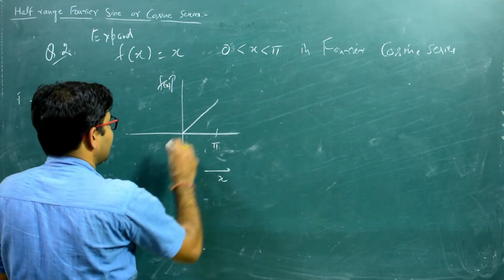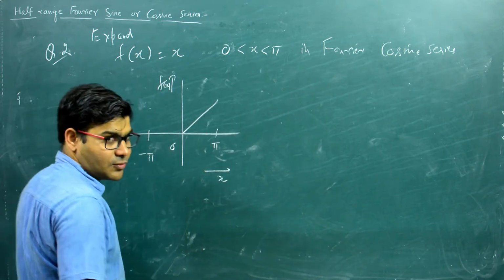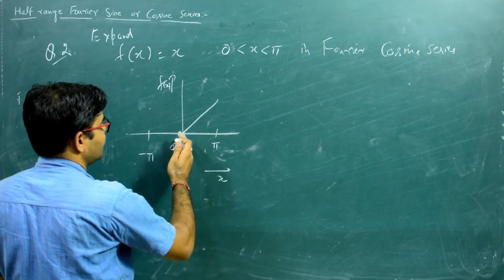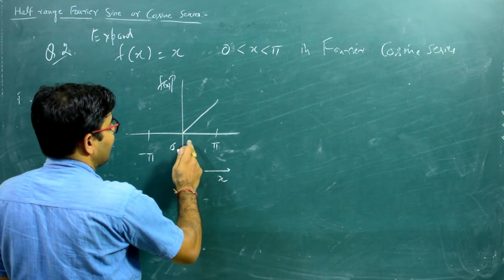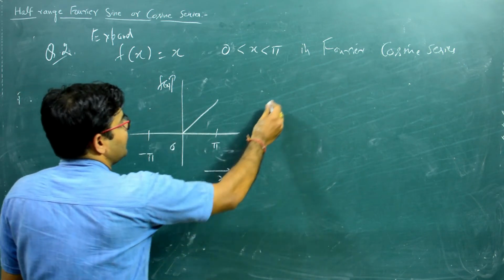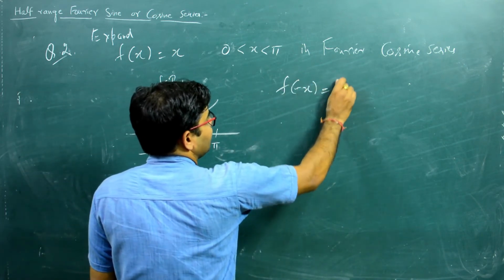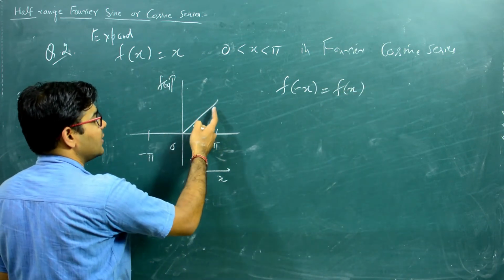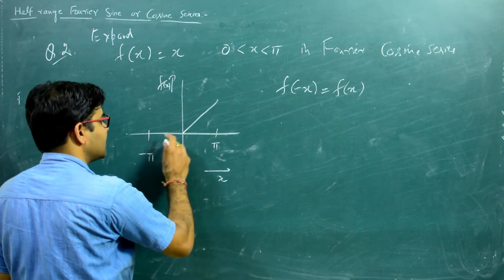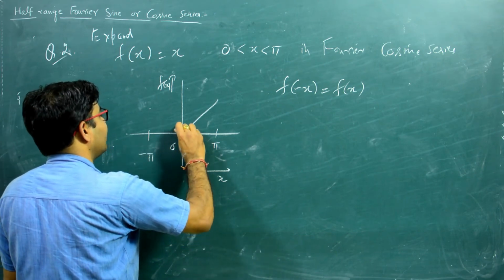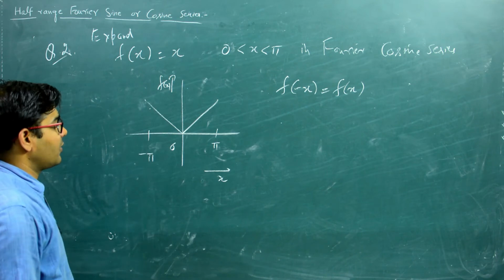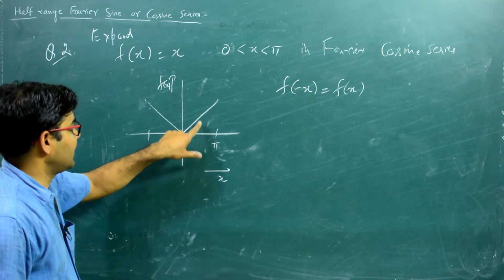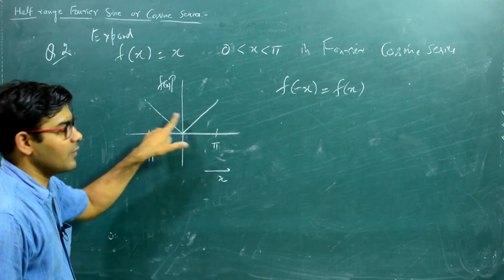So if I extend my interval from minus pi to pi instead of 0 to pi, and I want to make it an even function, how should this graph look? The property is that f(-x) should be equal to f(x). It means if I replace x by minus x, I should get the same value. So I will have to plot the function like this, because whatever the value of the function f(x) is for x, similarly for negative x it has the same value.